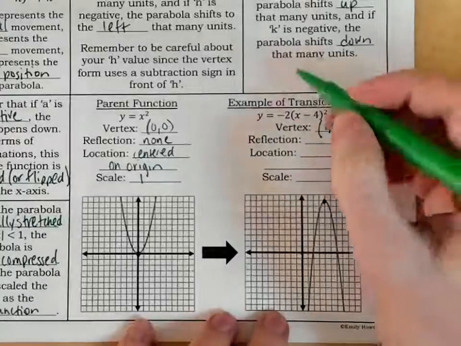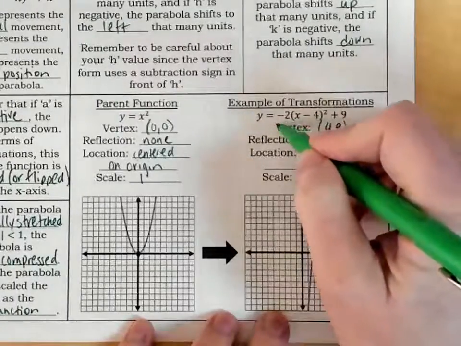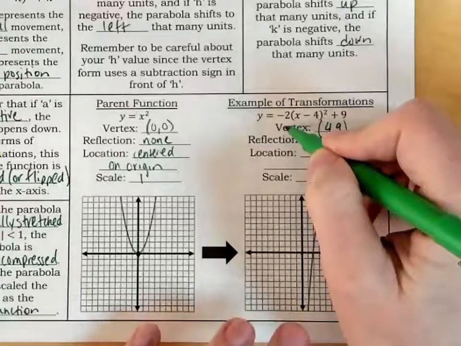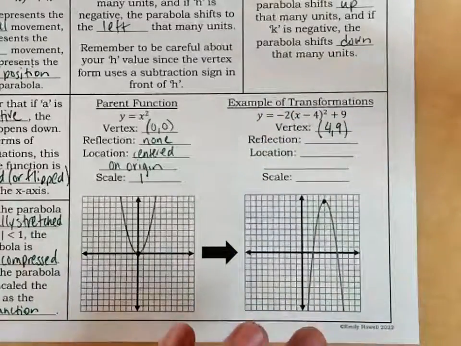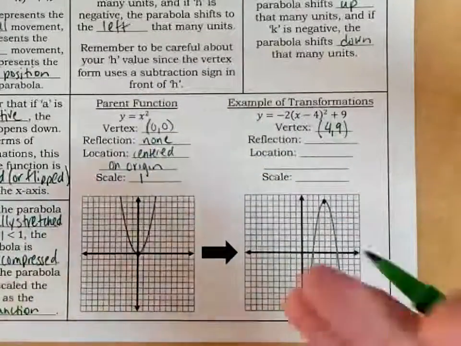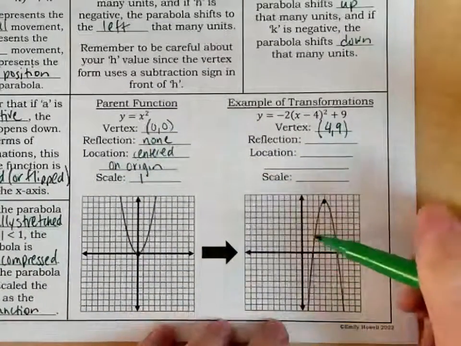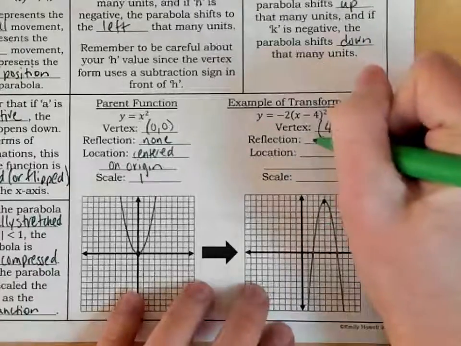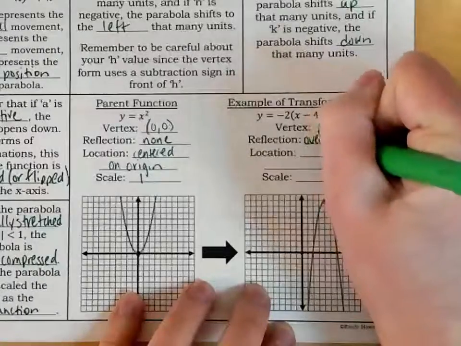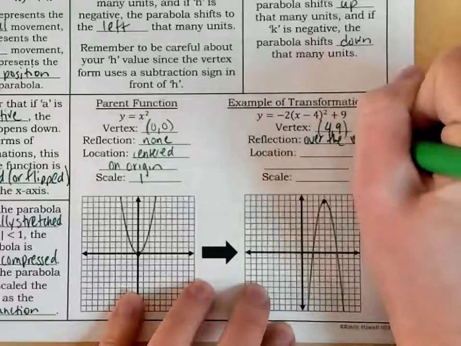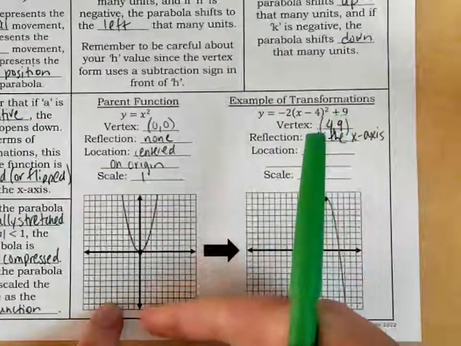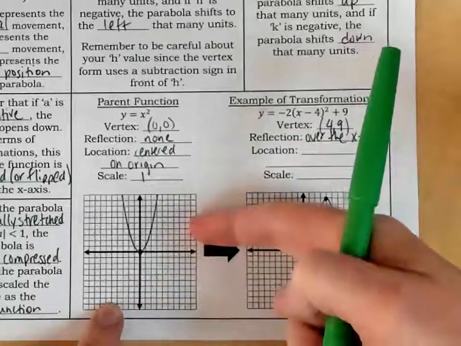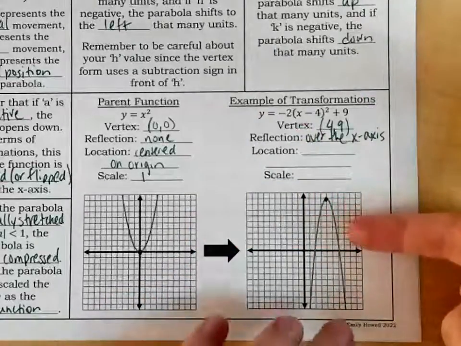Then we notice that I have a -2 value for my a value. So that negative means that this has been reflected over the x-axis, meaning it has been flipped upside down. Now it's no longer opening upward, it's opening down. So this is a reflection over the x-axis. So it would have been flipped upside down, then we would move that vertex to the right 4 and up 9, and that's how we get to this position over here.